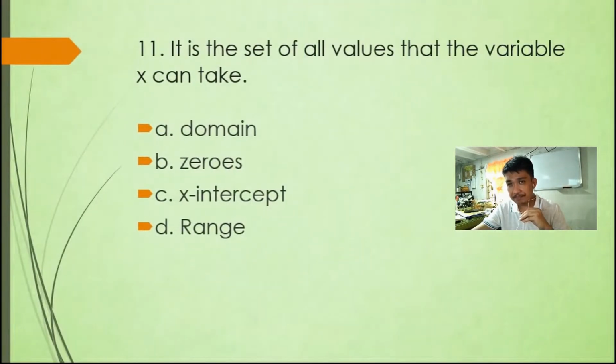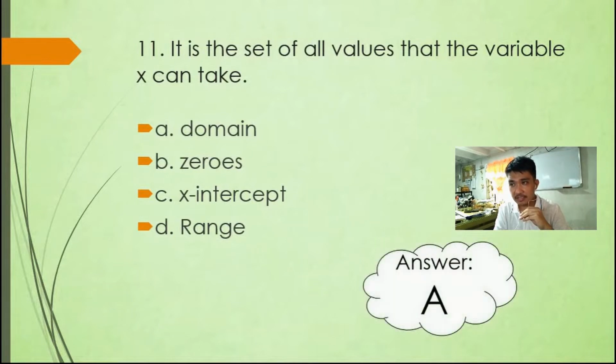Number 11. It is the set of all values that the variable x can take. Letter A, domain. Letter B, zeros. Letter C, X-intercept. Or letter D, range. Now the answer is letter A, the domain.